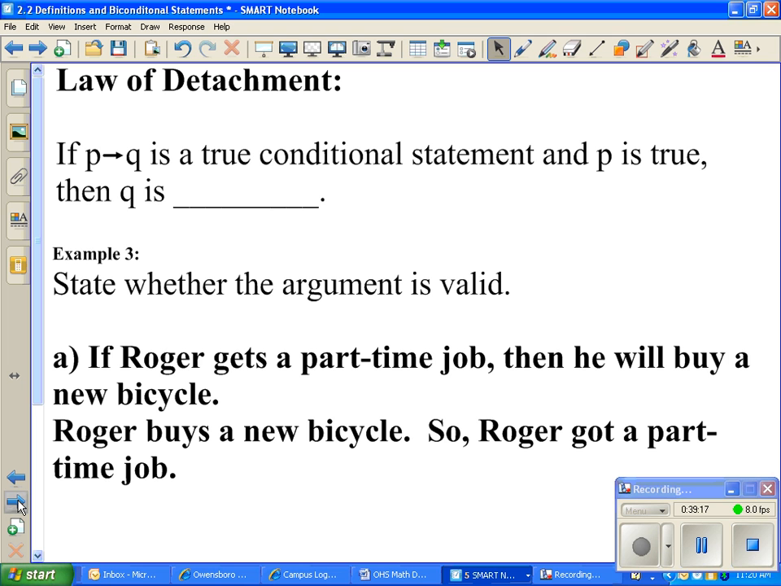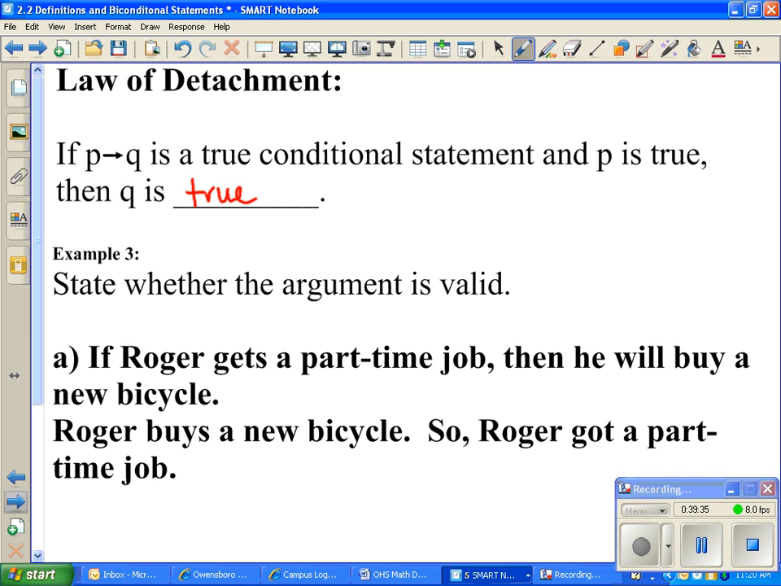All right, the law of detachment says this: if P, then Q is a true conditional statement. If P is true, then Q should also be what? True. Okay, it should be the case.